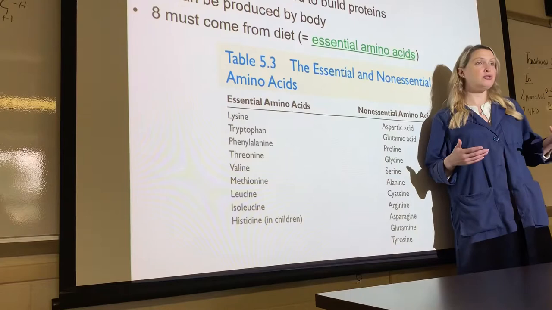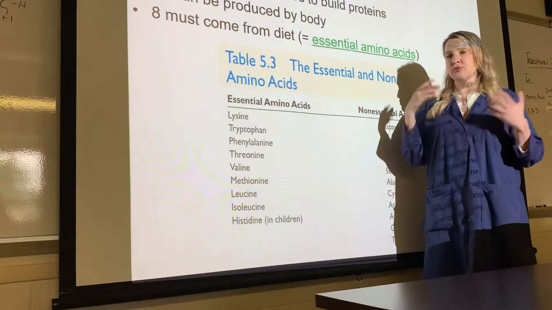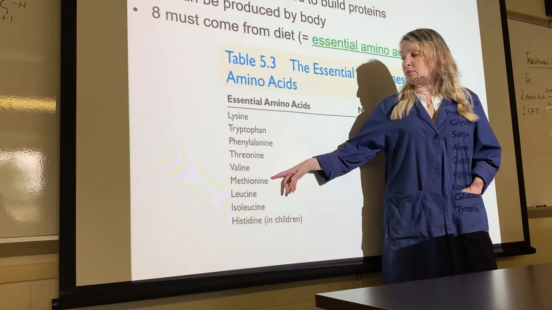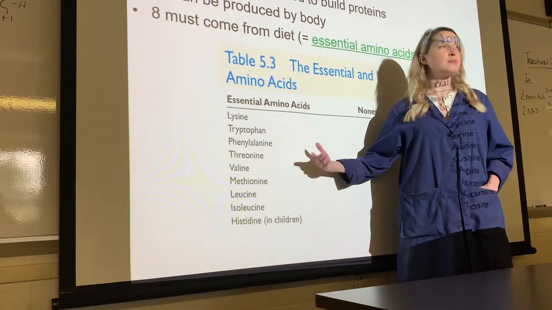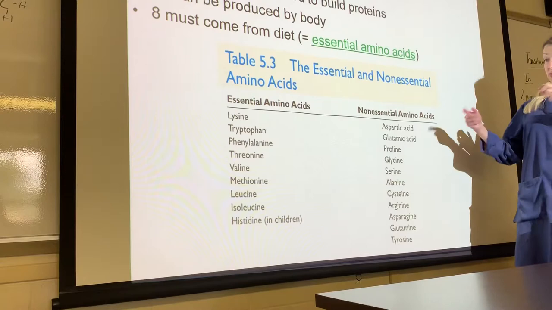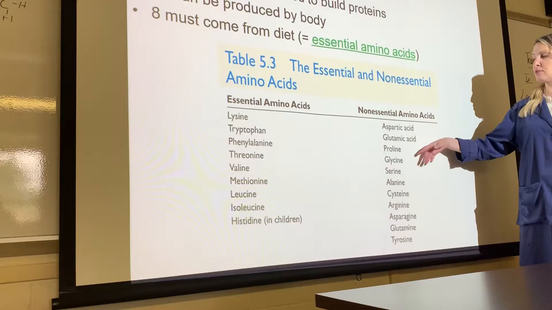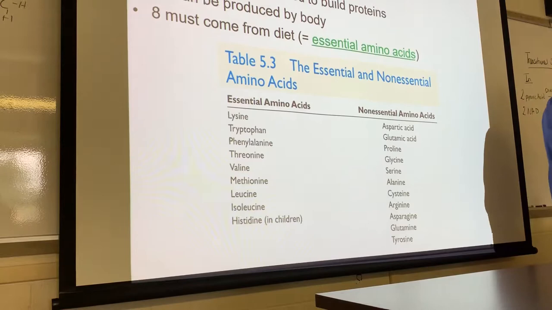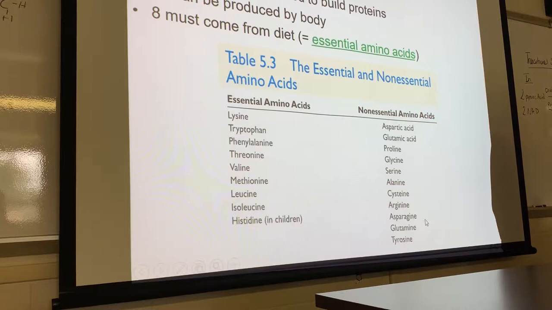So children, if they do, they can end up with issues mentally because of that. Methionine, which we talked about for the last test, is usually the first amino acid in a protein. And histidine is one that children need, but as we grow, we don't need to ingest that, we can make it. And then these are the ones that we can make: aspartic acid, glutamic acid, proline, glycine, serine, alanine, cysteine, all of those. So you don't have to memorize that list. Just know that some of them have to come from the diet and some of them can be produced by the body. And if you have to ingest it, they're essential amino acids.